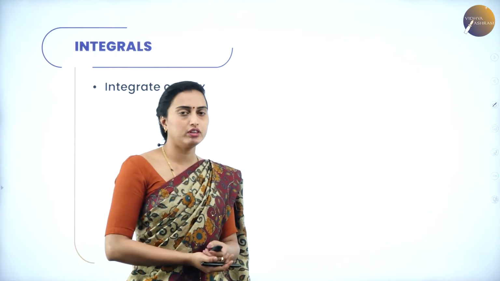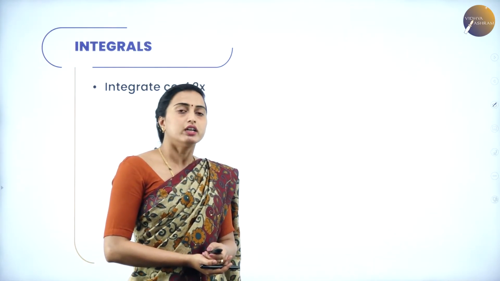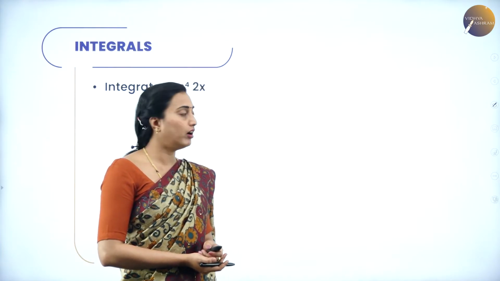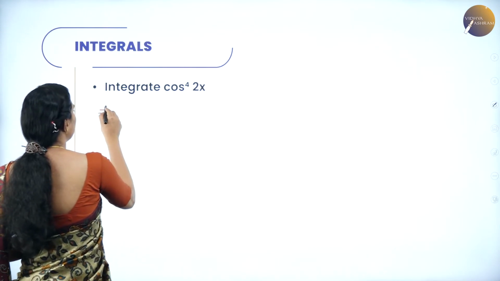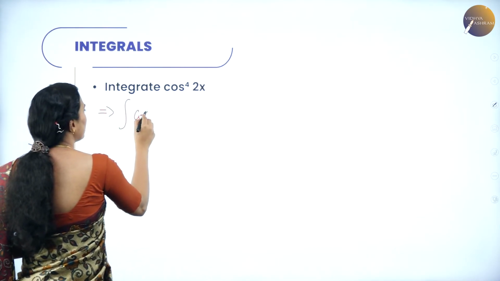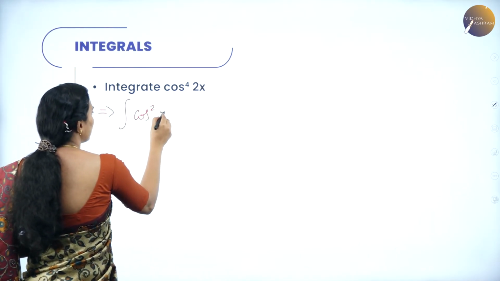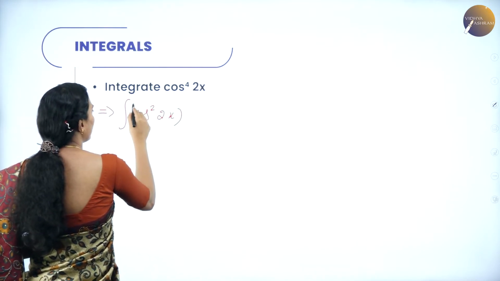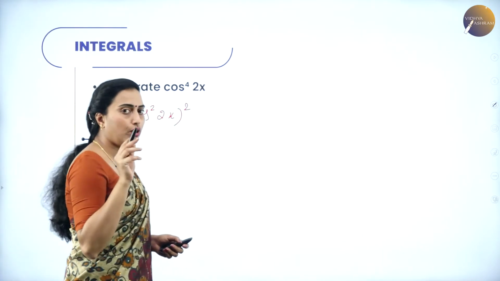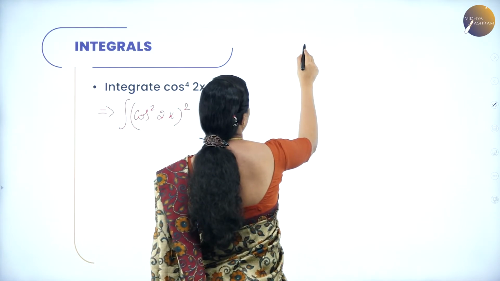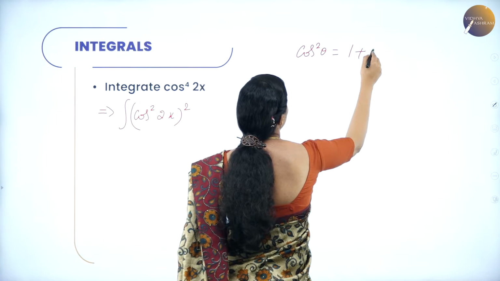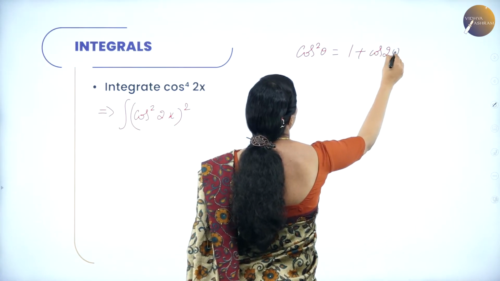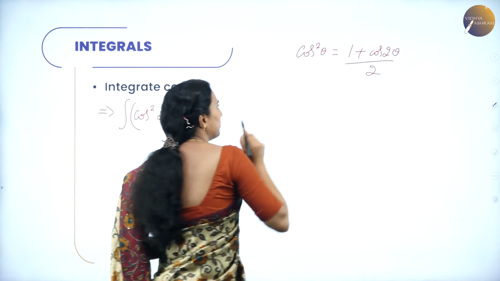Now we'll be moving on to the next problem, dears. What they've asked: integral of cos power 4 2x. Now here also same, I am writing this. I can write cos to the power of 4 as cos squared 2x whole squared. Now you know already, just now we have done the formula, cos squared theta can be written as (1 plus cos 2 theta) divided by 2. Please, dear students, remember this formula.